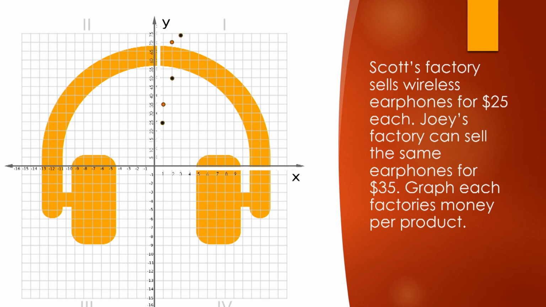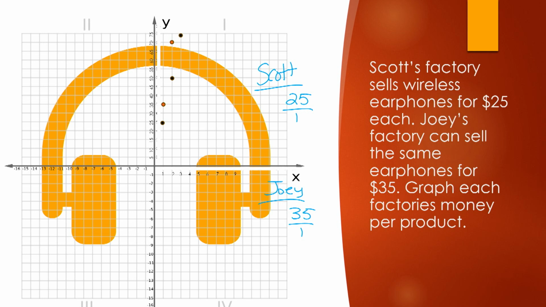Okay, so let's see what we've got. I have, for Joey and for Scott, I have plotted different terms. So for Scott, I have the black dots, and for Joey, I have the red dots. Does your graph look something similar to mine? So I could say for Scott, I have $25 each headphone, and then for Joey, I can say that I have $35 per headphone.